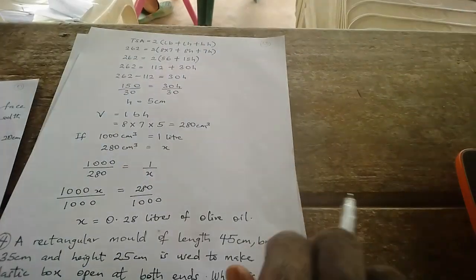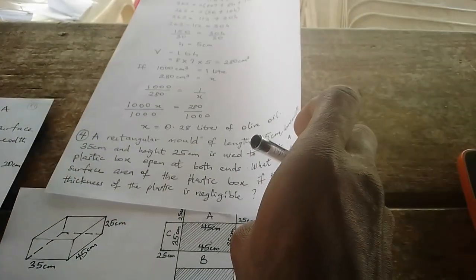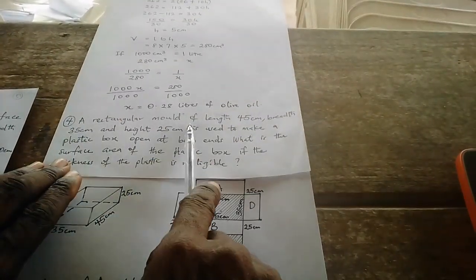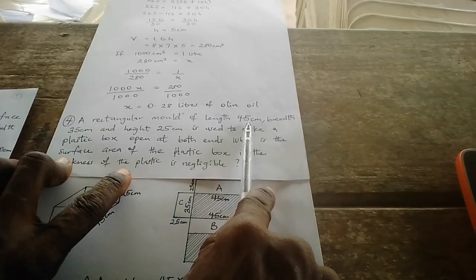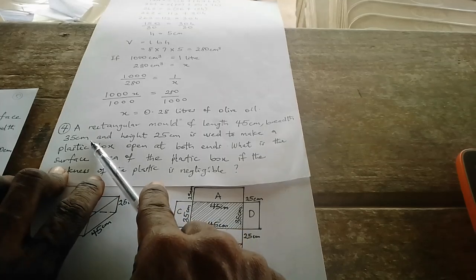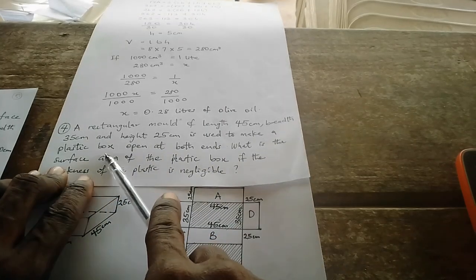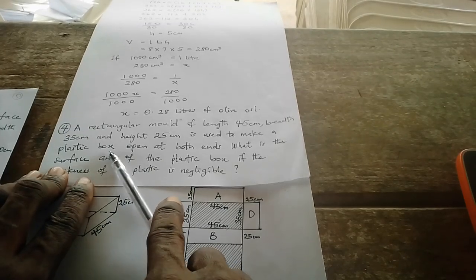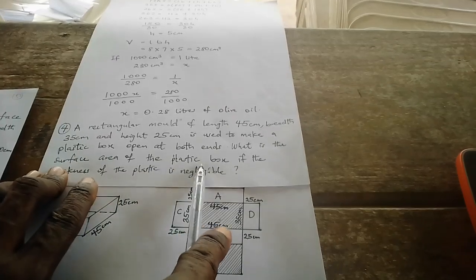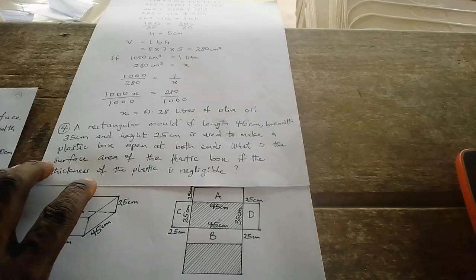Now, let's look at another question, number 4. We are having this question number 4. It says a rectangular mold of length 45 centimeter, breadth 35 centimeter, and height 25 centimeter is used to make a plastic box open at both ends. What is the surface area of the plastic box if the thickness of the plastic is negligible? Let's read it again.